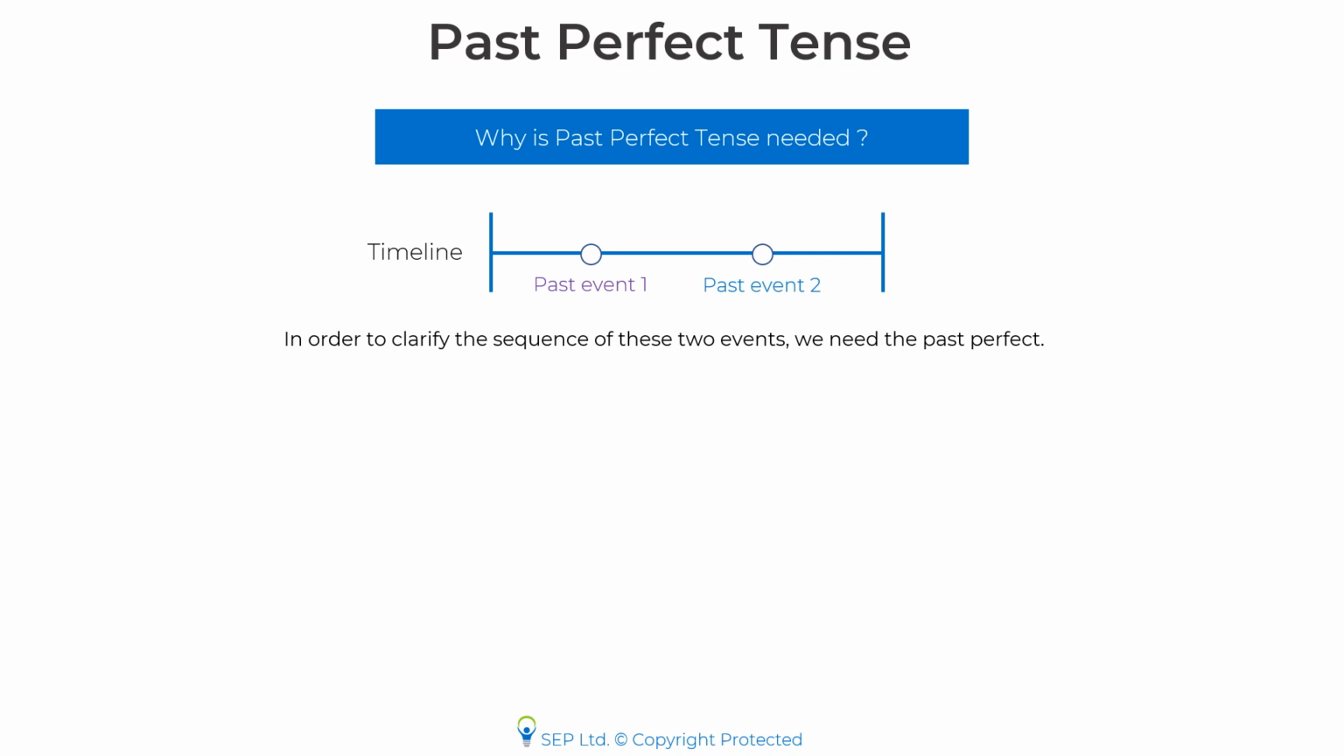In order to clarify or set the sequence of these two events, both of which happened in the past, we need the past perfect tense. Don't worry, we are going to understand this in detail.